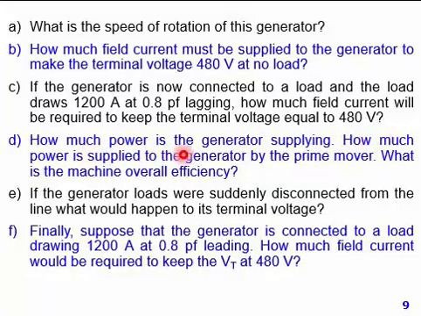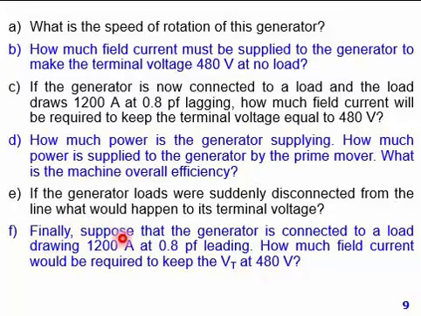How much power is the generator supplying? How much power is supplied to the generator by the prime mover? What is the machine's overall efficiency? In this case we will find the value of efficiency eta. If the generator's load were suddenly disconnected from the line, what would happen to its terminal voltage? And then finally, suppose that the generator is connected to a load drawing 1200 ampere at 0.8 pf leading. How much field current would be required to keep VT at 480 volts?